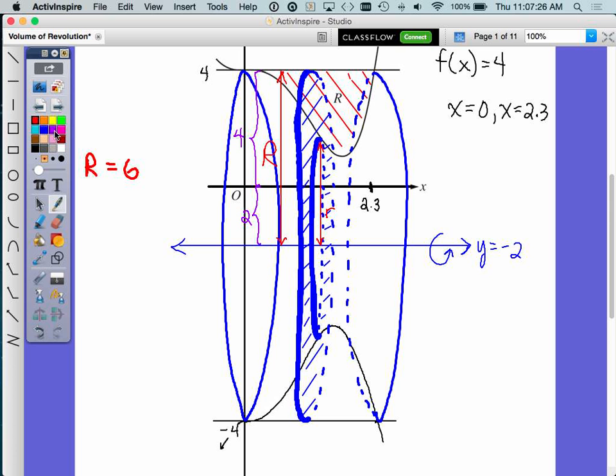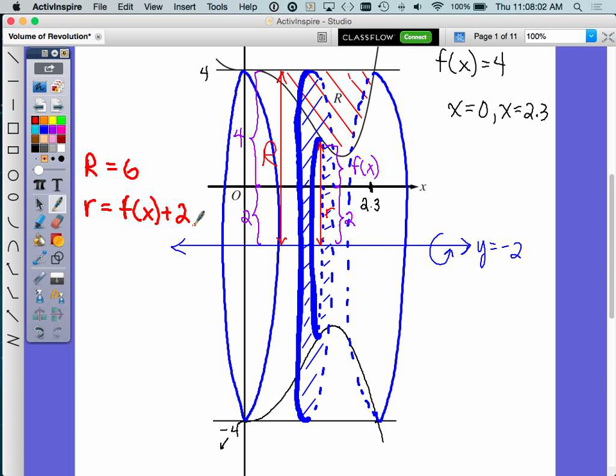Now I need to find little r. And to find little r, I'm going to look at this again. Here, I still know that that distance is always 2. And this distance is going to depend on the height of the curve. This is my y value, and this is f at x. And so that distance is f at x. And so I can see that my little radius is going to be this f at x plus this 2. So I've got f at x plus 2.